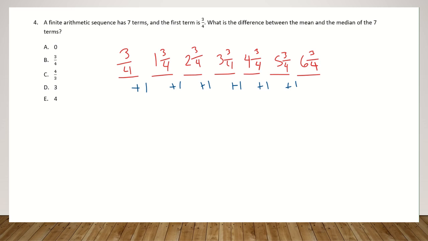Okay, so we want to know what is the difference between the mean and the median. So remember that our median is the one that is physically in the middle when the numbers are in order. These are in order, and the number in the middle here is 3 3/4. That's our median.